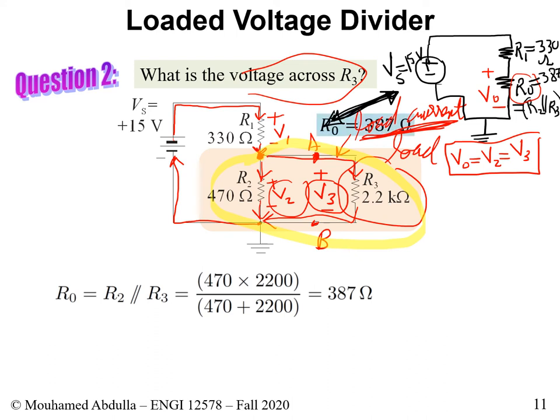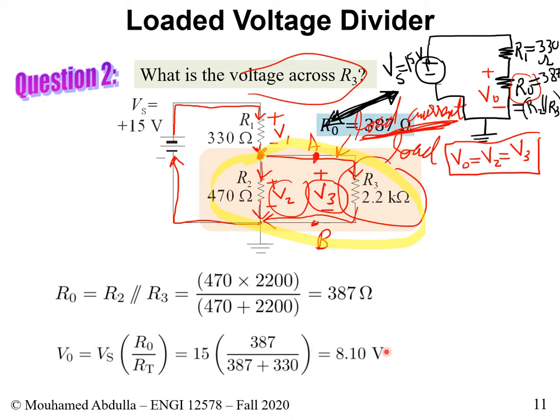At this point we could right away find our V naught, the voltage that is dropped here, by simply applying the voltage divider rule. We have the source, which is 15 volts. We do a ratio of the resistance related to this voltage, which is 387, and in the bottom we add the total resistance, R1 plus this R naught that we found, so it's 387 plus 330. Do the math and we figure out the result.